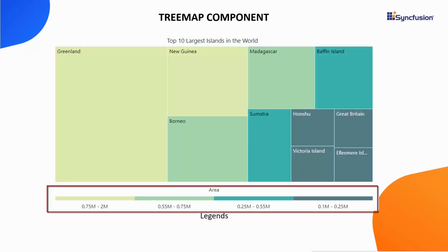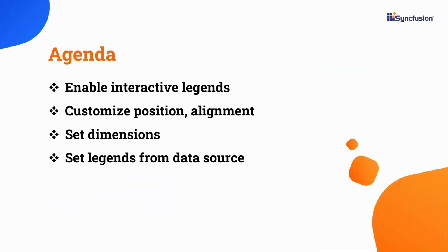A legend is a piece of information used to identify the data in TreeMap visualization. In this video, I will show you how to enable interactive legends and customize the position, alignment, and dimensions of legends in a Blazor TreeMap. You will also see how to set the legend's visibility, color, and text from the data source.